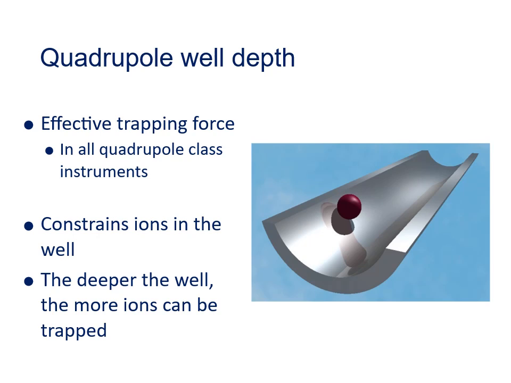As ions oscillate down the length of a quadrupole, or as they're trapped inside an ion trap, there must be some force which is causing that trapping. So we call that the effective trapping potential, or the potential well. The greater that force, or if you'd like to think about it the other way, the deeper the trapping well, the more ions can be trapped. So how can we work out how deep that trapping well is?